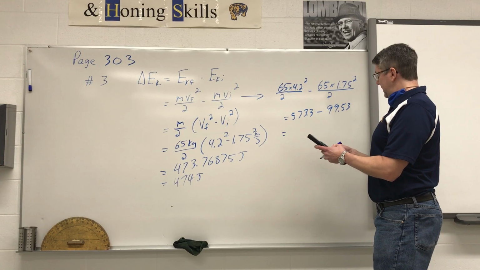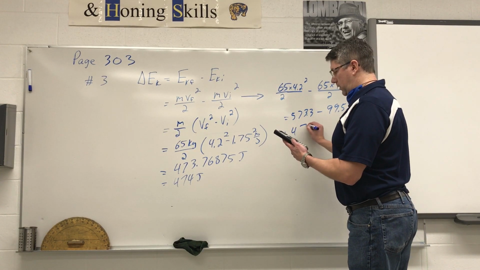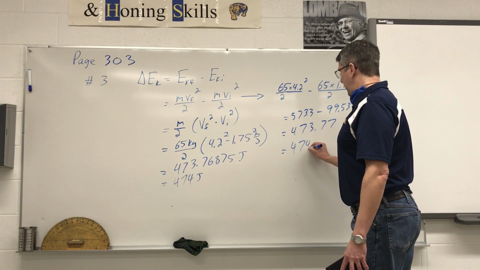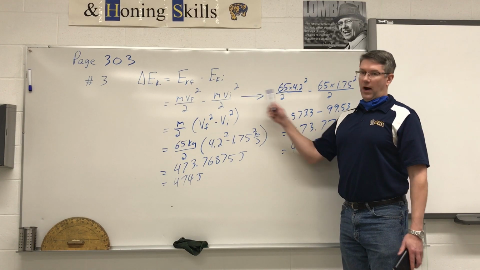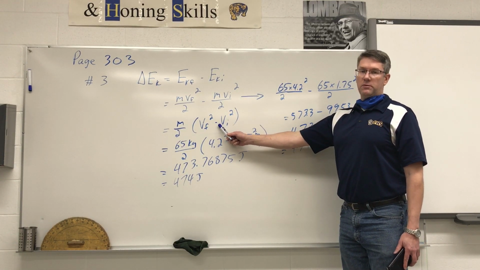So 573.3 minus 99.53 gives me a value of 473.77, which again rounds to 474 joules. So either method will give us the same value. It's important to remember to square the values before you subtract.